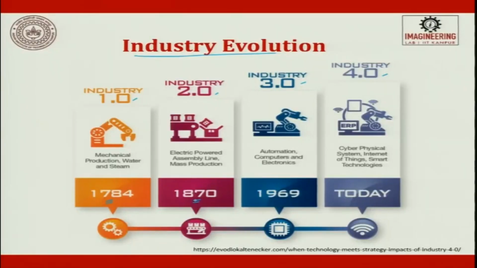Industry 2.0 happened somewhere close to 1870, wherein electric powered assembly lines and mass production came up in a very big way. Industry 3.0 happened in 1969, wherein automation, computers and electronics came up in a big way. Miniaturization started. Computers were robust, so they started doing many activities. The automation we were talking about here is more towards hard automation. This started coming up, that was Industry 3.0.